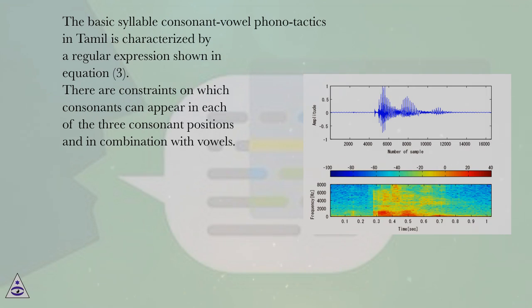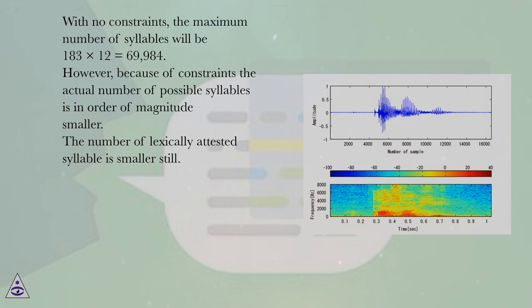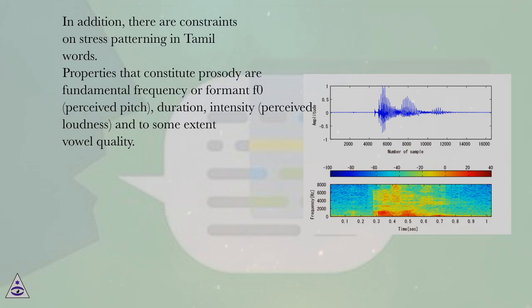There are constraints on which consonants can appear in each of the three consonant positions and in combination with vowels. With no constraints, the maximum number of syllables will be 183 times 12 equals 69,984. However, because of constraints, the actual number of possible syllables is an order of magnitude smaller. The number of lexically attested syllable is smaller still. In addition, there are constraints on stress patterning in Tamil words.